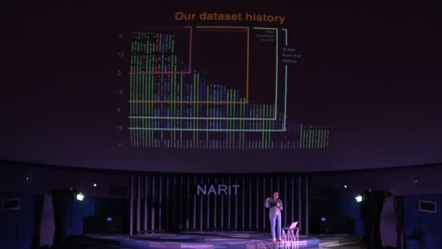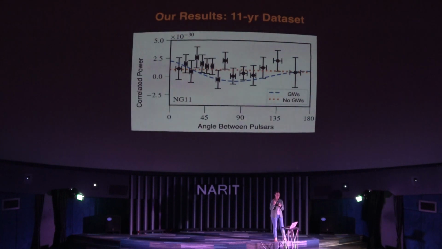So we keep growing the number of pulsars in the data set. We're always searching for new pulsars in the sky. Searching for pulsars is really, really important. And in the most recent data set, with 68 pulsars, we saw some very interesting results.